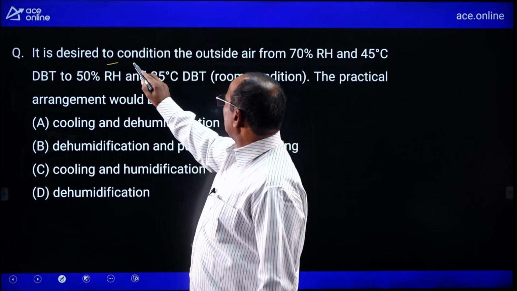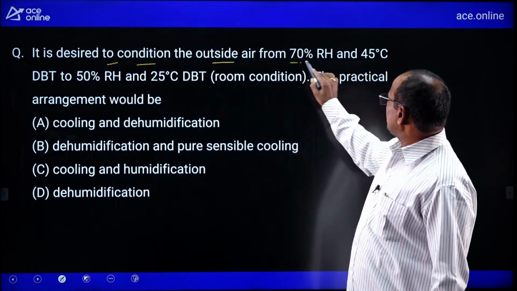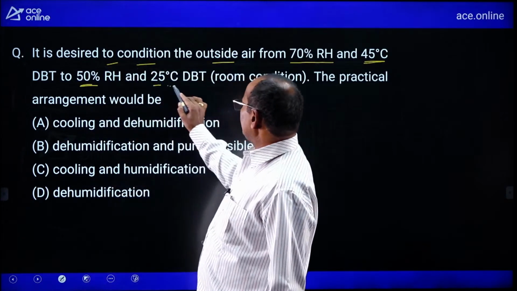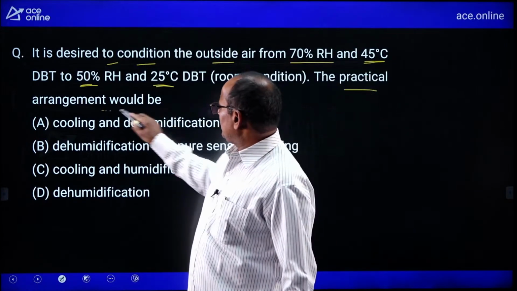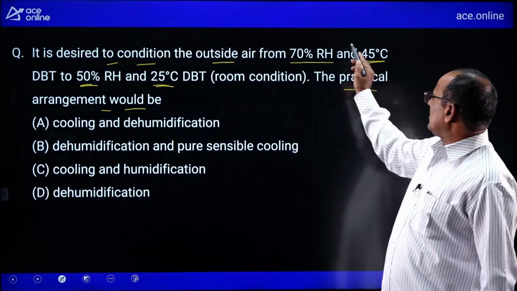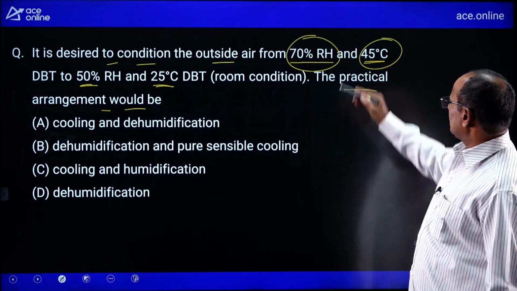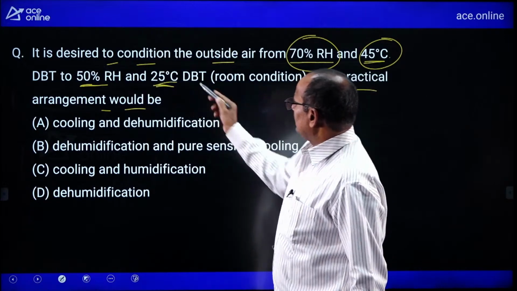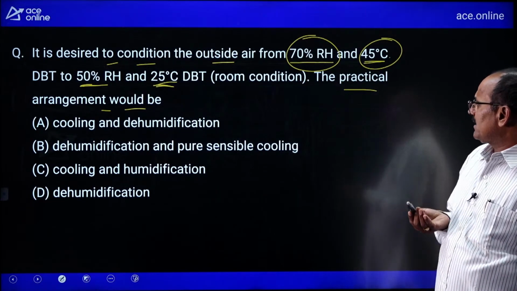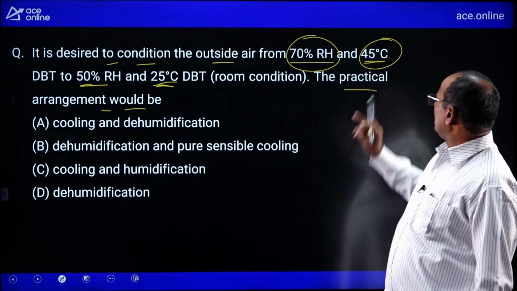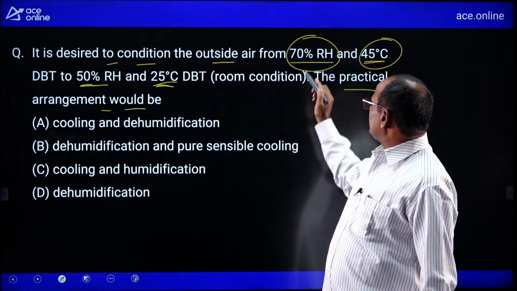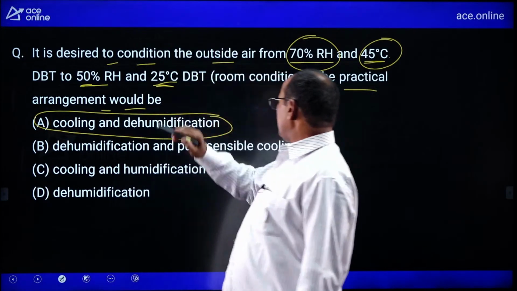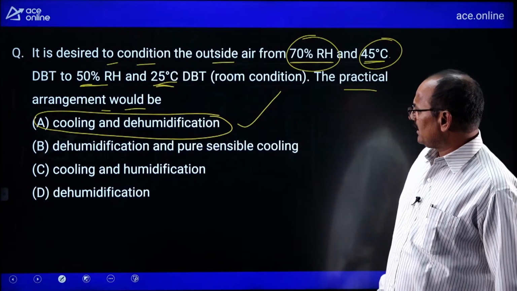It is designed to condition the outside air from 70% relative humidity, 45 degrees centigrade, to 50% relative humidity, 25 degrees centigrade. What would the practical arrangement be? The relative humidity is more than comfortable and the temperature is also more than comfortable. The relative humidity must be decreased, and the temperature must also be decreased. Definitely this air conditioning unit may be a summer air conditioning unit for decreasing both relative humidity and dry bulb temperature. For decreasing both, cooling and dehumidification is required. This is a practical air conditioning process for a summer air conditioning system.